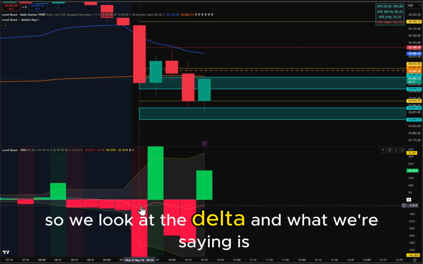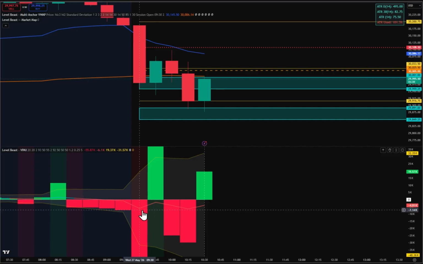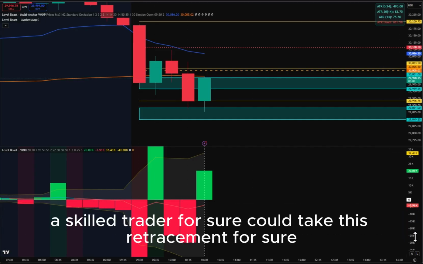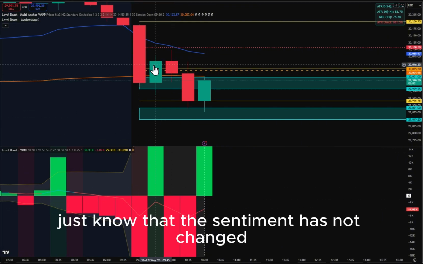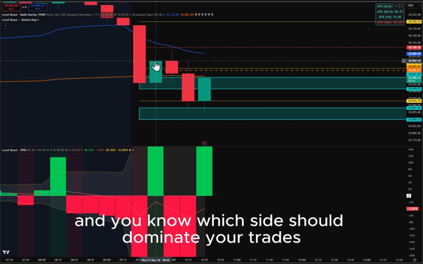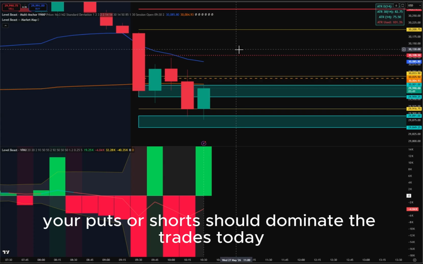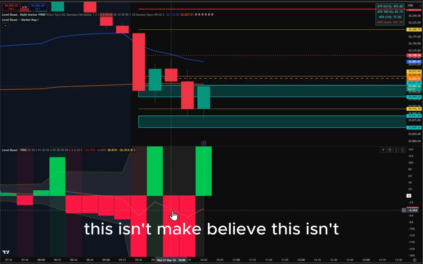So we look at the delta. And what we're saying is this sentiment, very simply, has not changed until we hit that zero line and we hold, period. Even if it peaks upward. Now, a scaled trader, for sure, could take this retracement. Just know that the sentiment has not changed. Why and how does that help you? You know the proper risk, and you know which side should dominate your trades. Your puts or shorts should dominate the trades today, at least for the morning session, because the volume told you so.